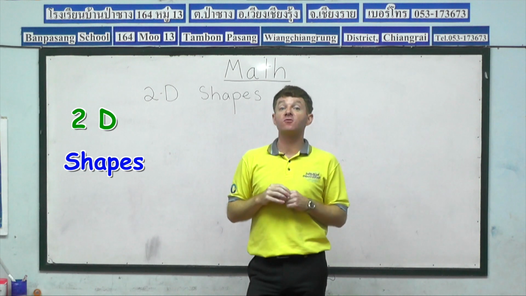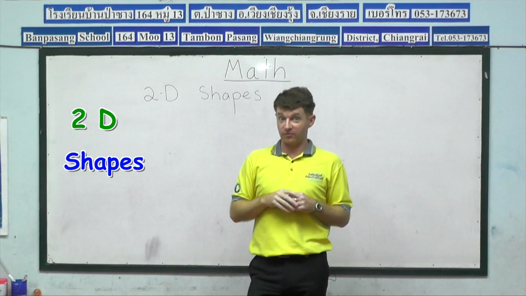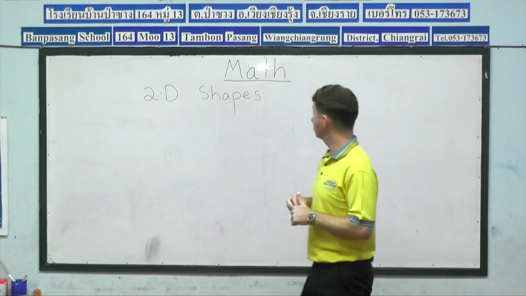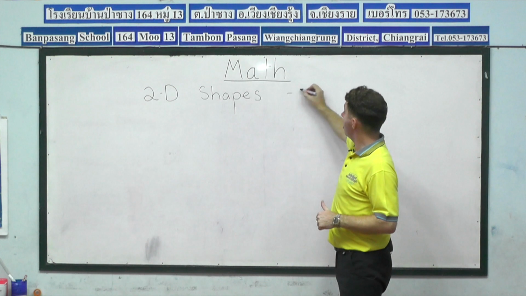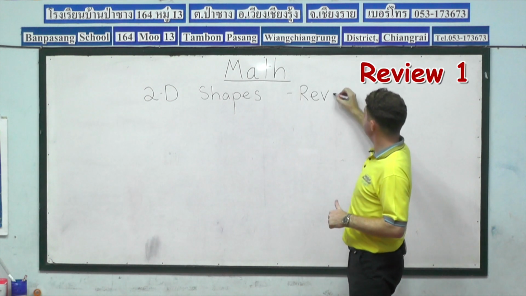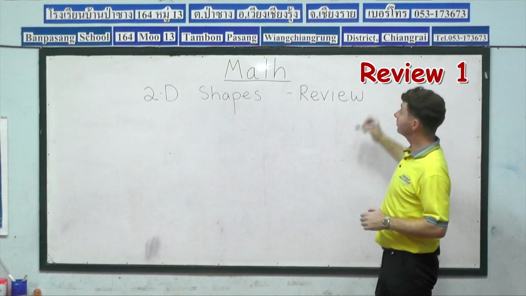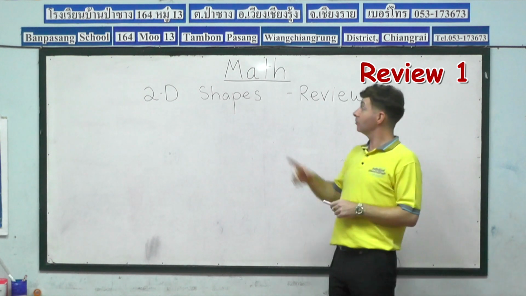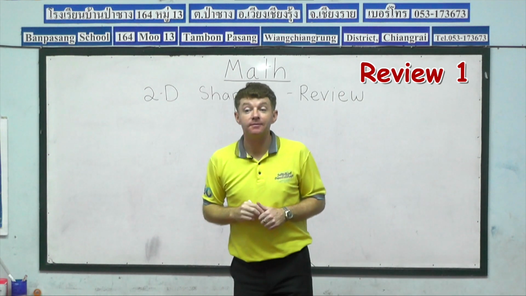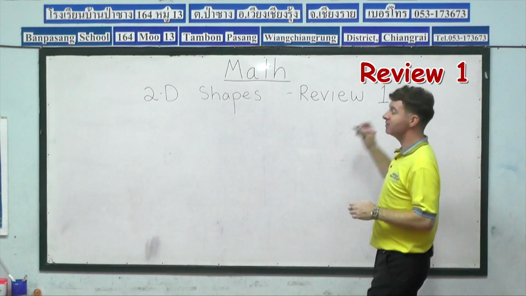And we're now coming to the end of our section on 2D shapes. So what we're going to do in today's lesson is review the first group of shapes that we learnt about. So let's write review on the board as well, guys. R, E, V, I, E, W. 2D shapes. Review number 1. This will be our first review.